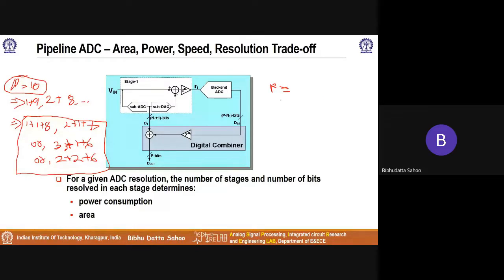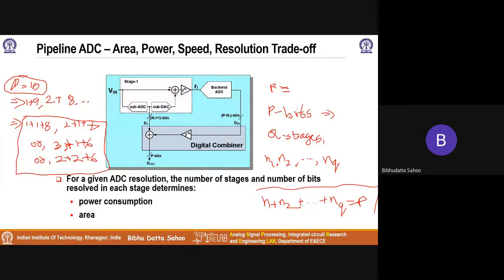So P bits can be achieved by, let's say, Q stages, each stage resolving N1, N2, ... NQ bits, such that N1 plus N2 plus ... plus NQ equals P, because that is the overall resolution, and the total power consumption P total is minimum.